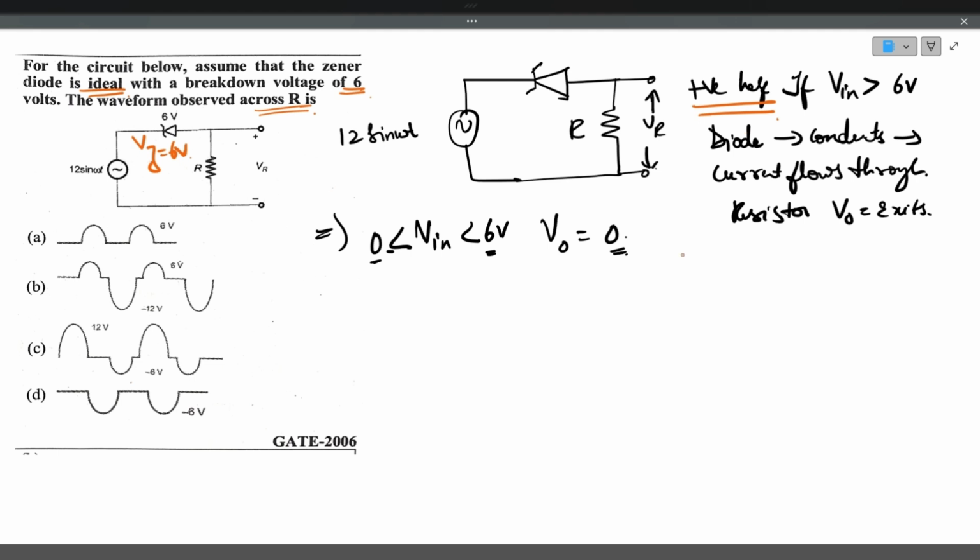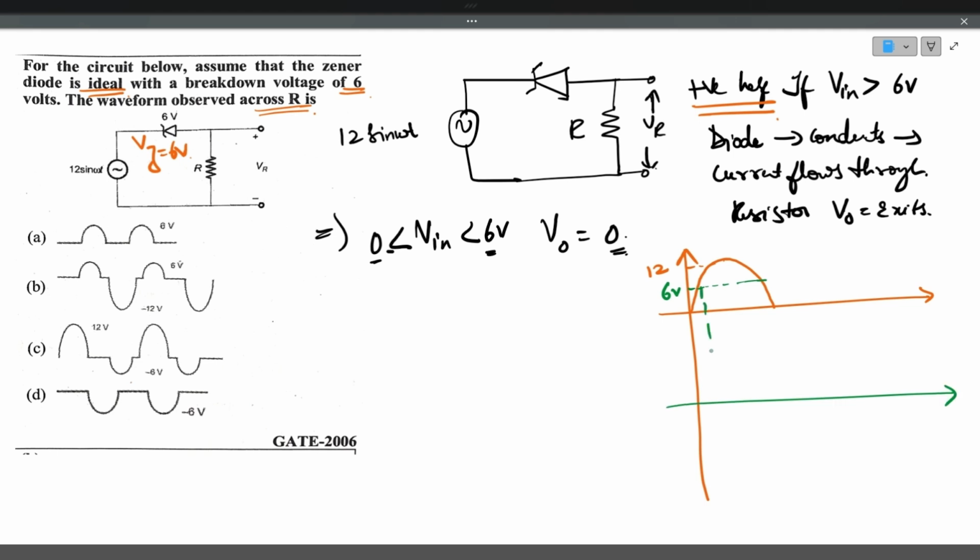So the waveform will be like this. This is the input positive half cycle, whose peak value is 12 volts. This is 6 volts, the Zener breakdown voltage. The output voltage will be here. As long as the input is less than 6 volts, the output will be 0. The diode does not conduct. Once the input voltage crosses 6 volts, the output follows the input voltage. The peak value will be 6 volts only, and even this portion will be 0 volts. This is during the positive half cycle.